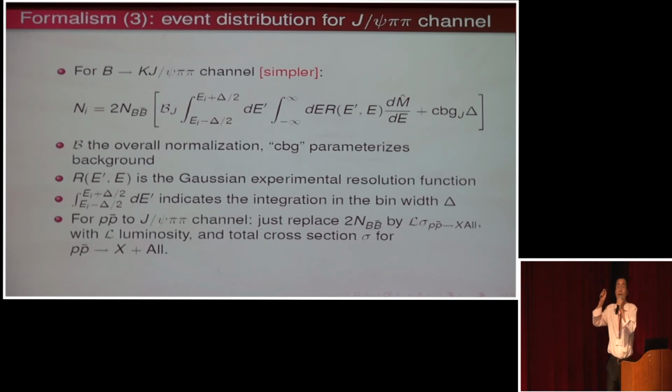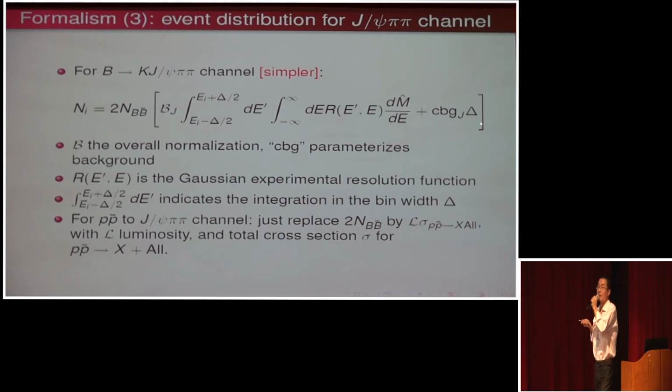Because our data set is the measured event distribution, we also provide our formula for that. This is for the B to J/psi pi decay channel. And the N_BB̄ is the total BB̄ number. And the capital B_G is the overall normalization constant.